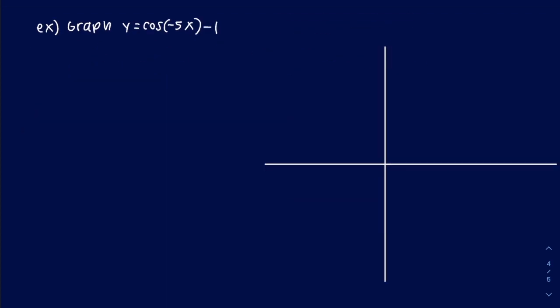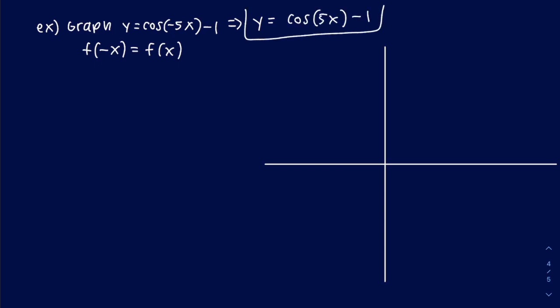Let's do one last example. So here we have y is equal to cosine of -5x minus 1. So again, I noticed that there is a negative inside of the parentheses. Again, we don't want a negative inside of the function. So we've got to refer back to our even and odd properties. Cosine is an even function, meaning that f of -x is equal to f of x. Using this rule, we can rewrite this function into y equals cosine of 5x minus 1. This is the version we're going to use to actually graph our function.